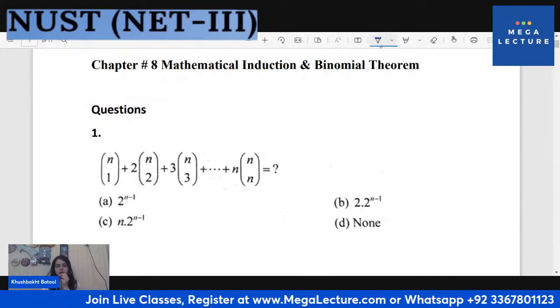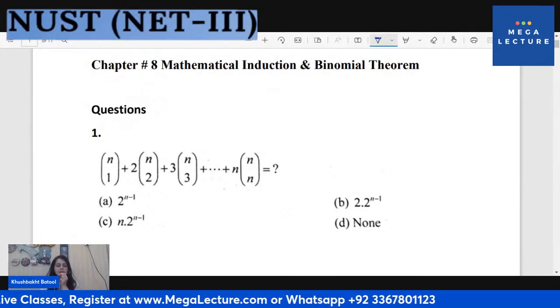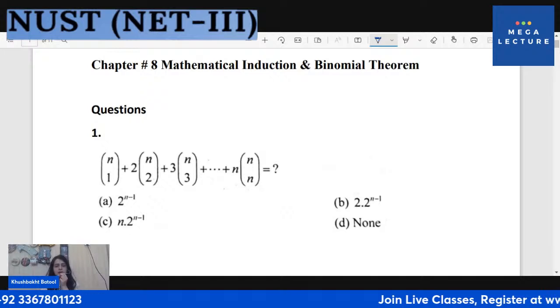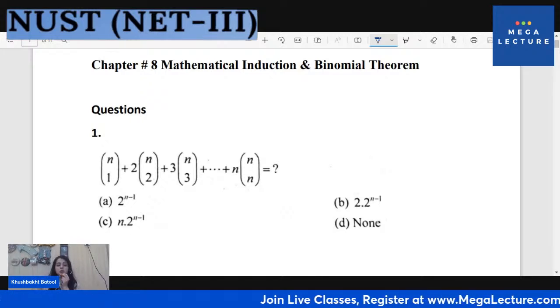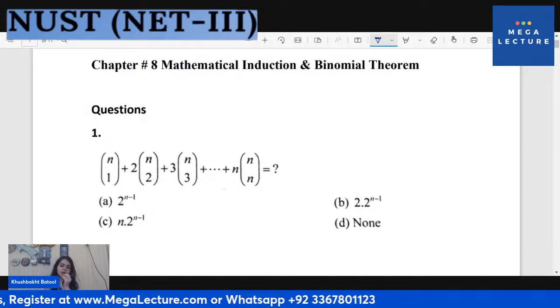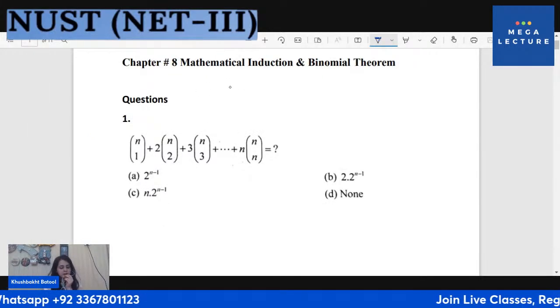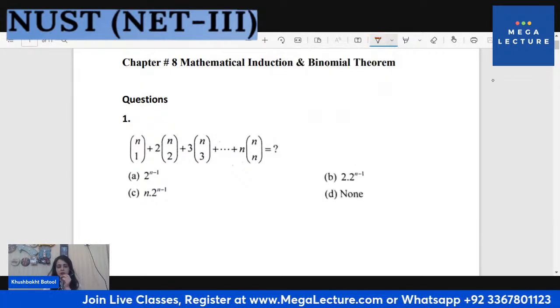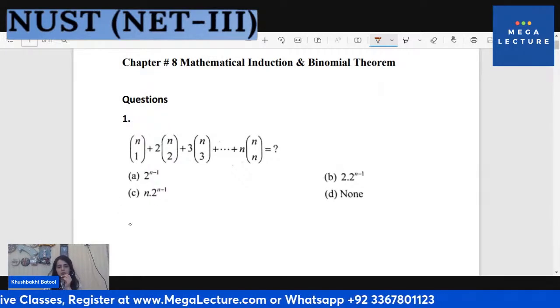All right. So the first question says nC1 plus 2 into nC2 plus 3 into nC3 plus so on till n into nCn is equal to what? Now you have a sum and you are interested in finding out the total sum in terms of n. So for such questions we need to refer to a few properties, only then we would be able to make some expressions. You can just note them down and we'll be using them for some other questions as well.